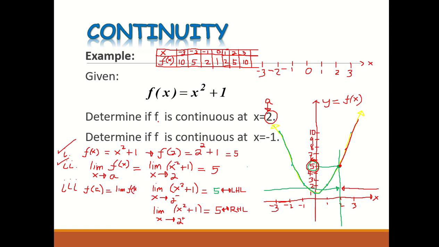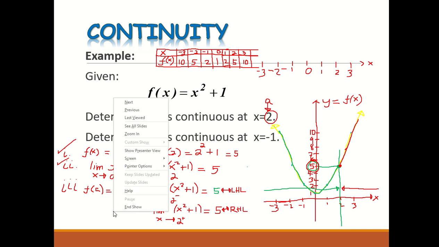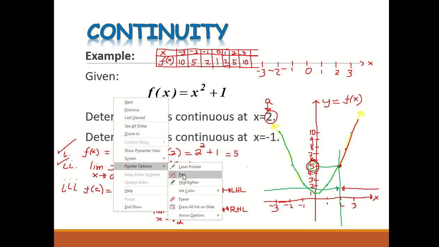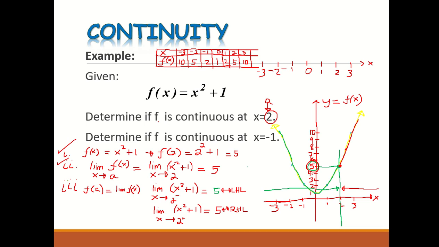Okay, so we need to see this one. I have to change color. I just want to separate this one, class, so that it won't confuse you. Okay, so I will separate this one.